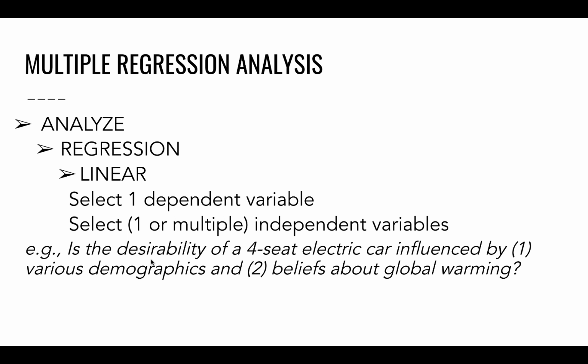The example I'm going to use here is whether the desirability for a 4-seat electric car, so basically people's desirability for an electric car, is influenced by several demographic variables and their beliefs about global warming. So we have a couple of independent variables that we want to test to see if they have an effect on people's desirability for an electric car.